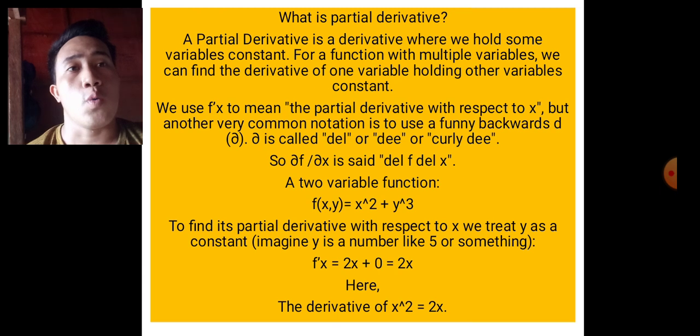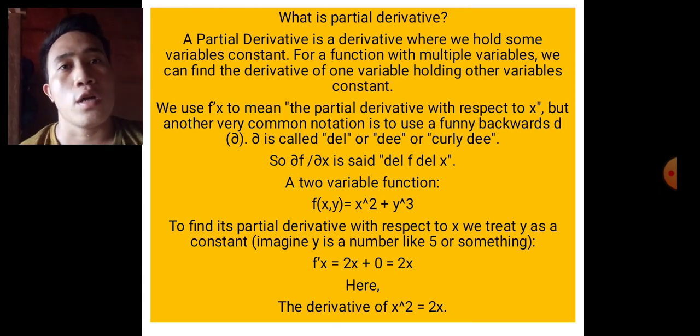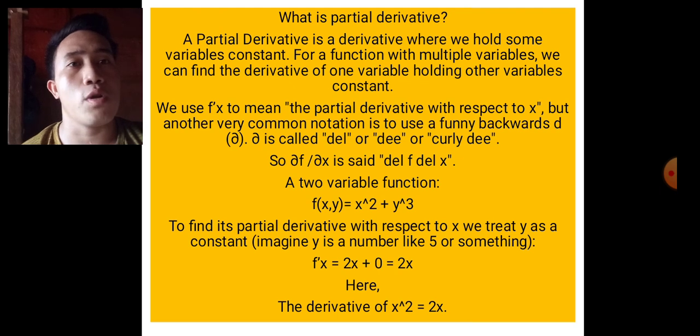So, what are partial derivatives? A partial derivative is a derivative where we hold some variables constant. For a function with multiple variables, we can find the derivative with respect to one variable while holding the other variables constant.